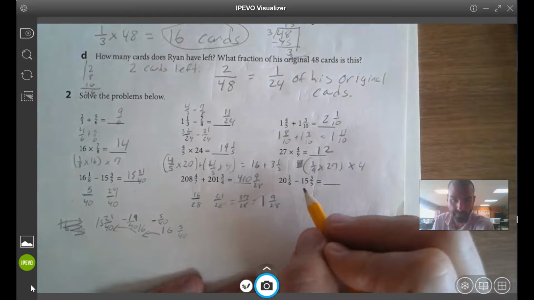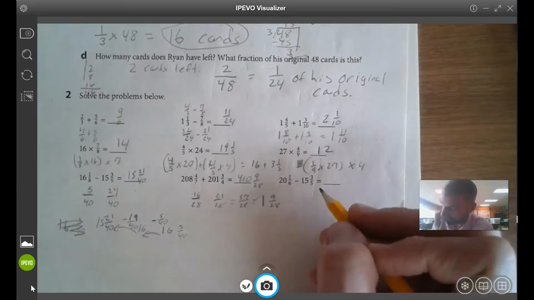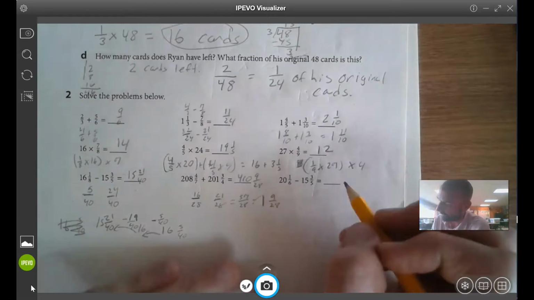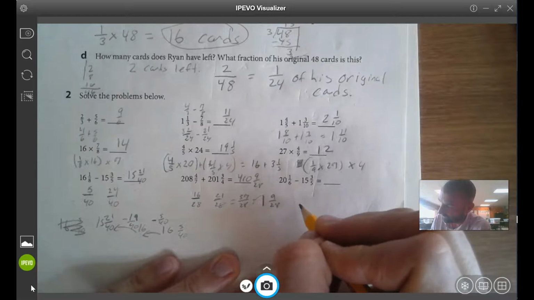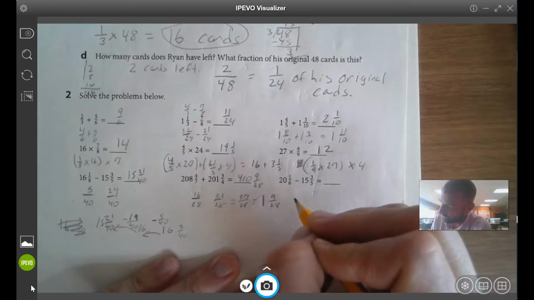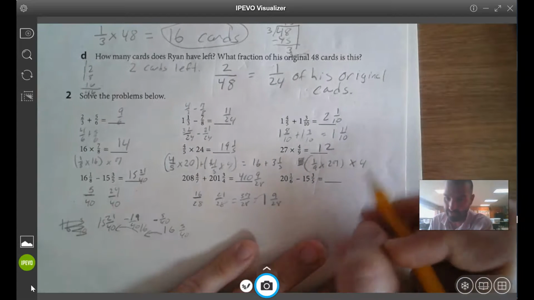20 1/6 minus 15 3/5. It's probably going to be 30ths, right? Did we have 5 and 6 before? No, I don't think so, but all right, here we go. Okay, this is my chance to shine. I'm going to try and do this again.